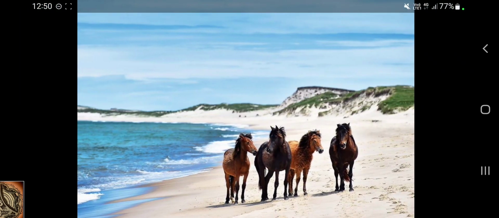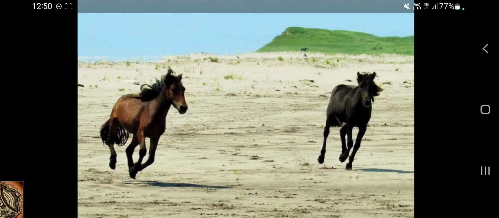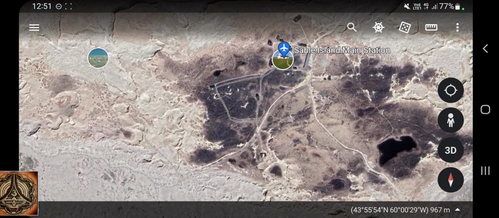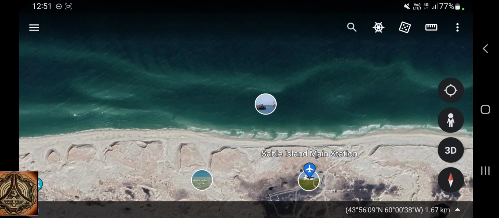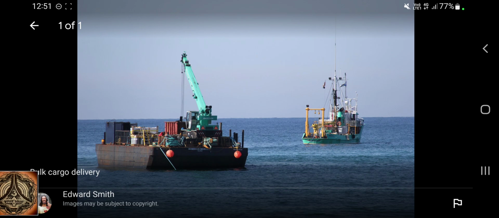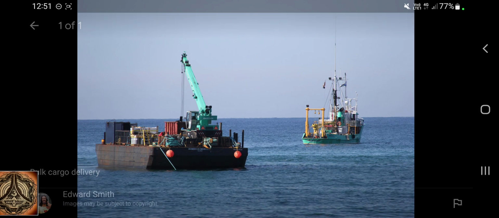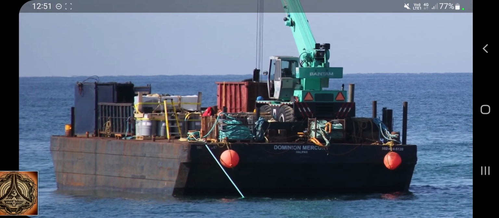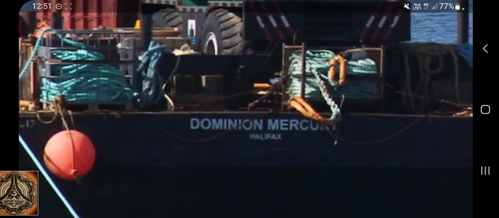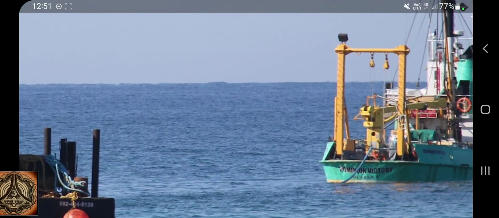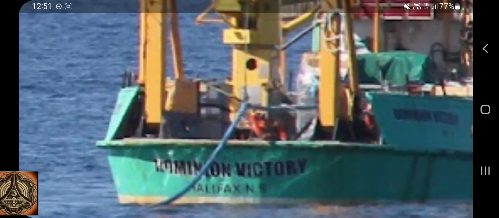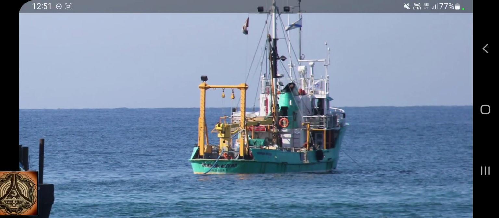Horses. When I saw the pictures of the horses, I thought that I bet those animals have to have water. I don't know if they're just living there freely. Do they belong to anyone? Is there a horse meat farm there or something? Romanian Mercury. I don't know what they are doing. Is this some kind of research or whatever? Halifaxian boats.